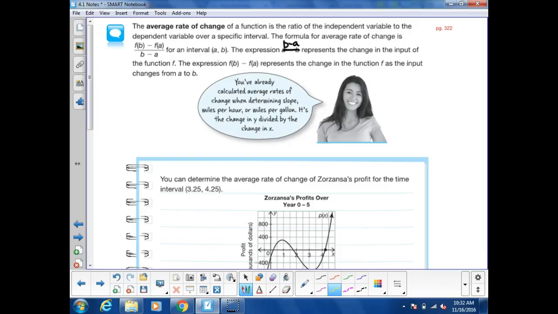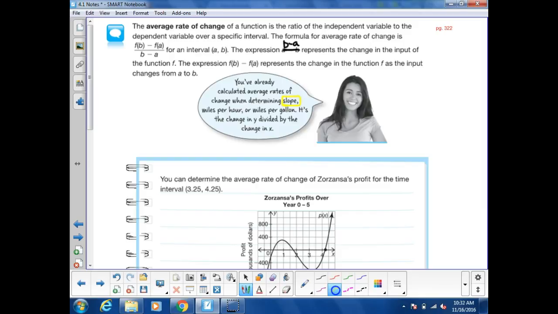I can't say average, okay? Because the average of two numbers is you just add them up and divide by 2. I'm not adding and I'm not dividing by 2. What's rise over run called? Slope. Remember these little thought bubbles? They give you hints.